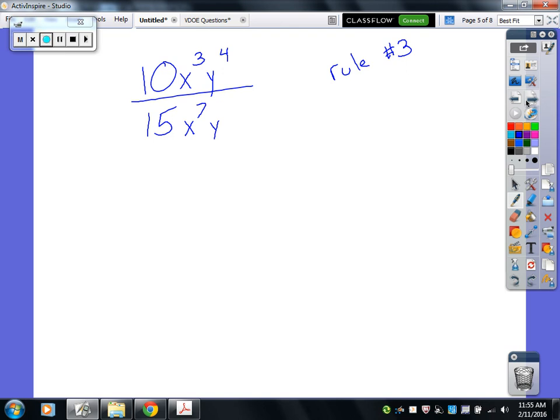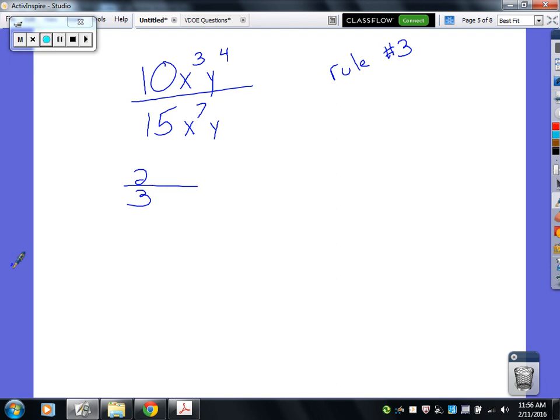You could use your calculator, or you can do it in your head. What number goes in both 10 and 15? 5. 5 goes into 10 twice. 5 goes into 15 3 times. So 10 over 15 simplifies to 2/3. Are you with me?